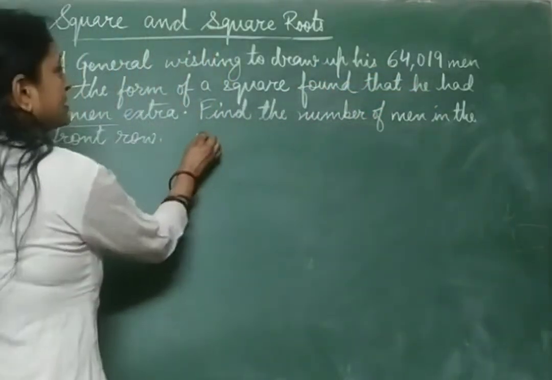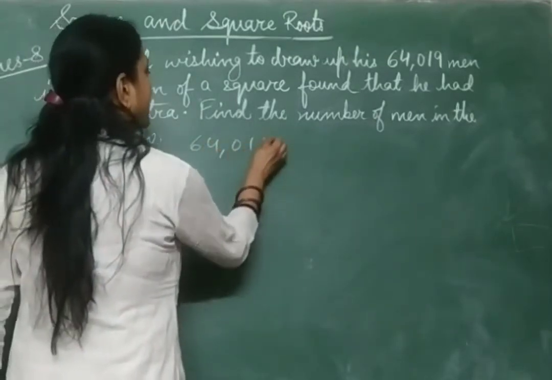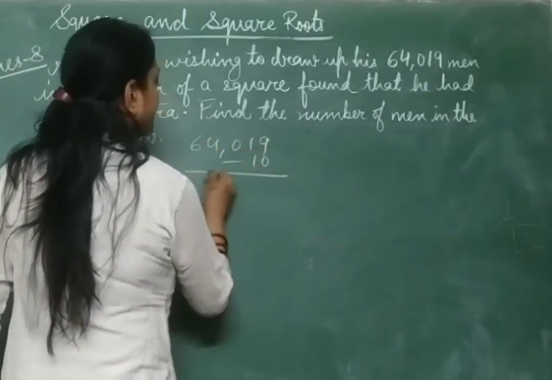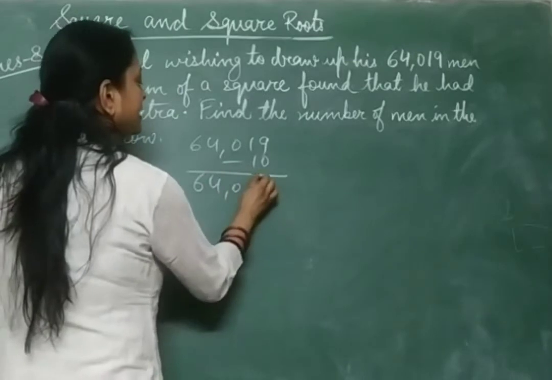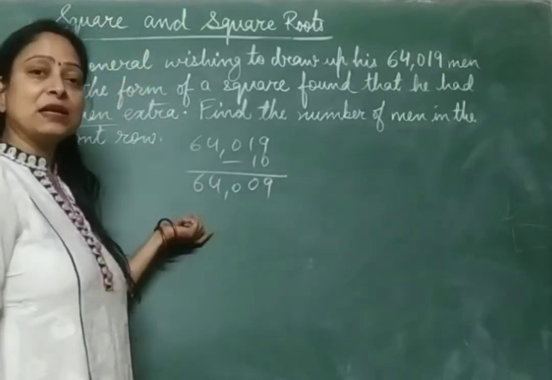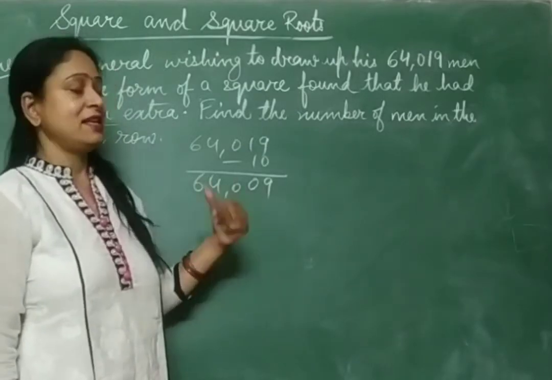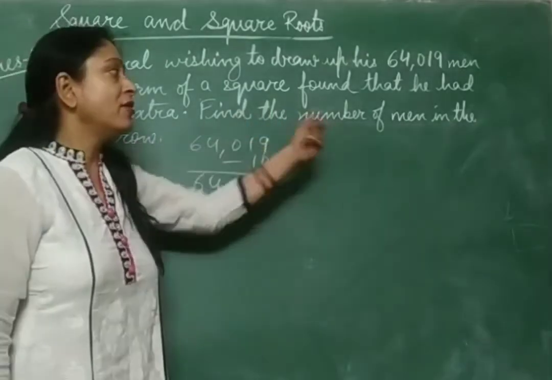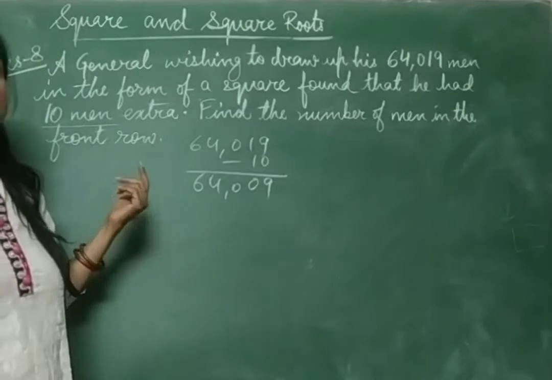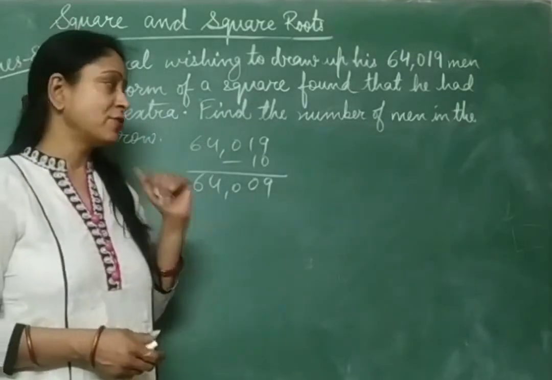That is 64,019 minus 10, that is 64,009. It is a perfect square. इतने लोगों को उसने स्क्वायर फॉर्म में खड़ा किया. Find the number of men in the front row. Total number of men in front row.